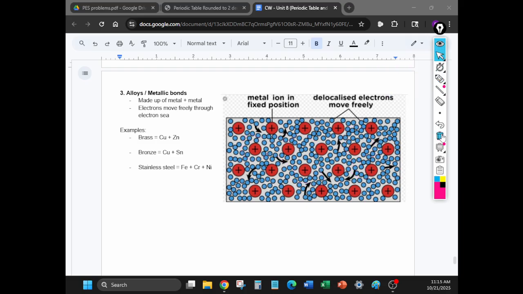All right, and those are the 3 different types of chemical bonds. And congratulations, guys, that is Unit 8.